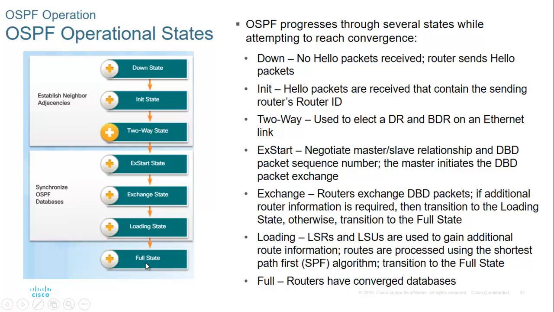Okay? In loading state, LSRs and LSUs, requests and updates, are used to gain additional routing information. Routes are processed using the SPF algorithm and then they transition to full state. In a full state, routers have converged databases.